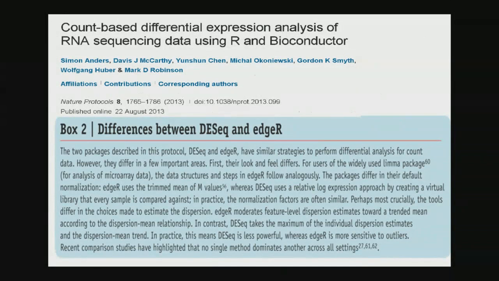For DESeq, it performs, let's see, what do we see? Oh, it's a relative log expression, relative log ratio expression. Yeah, you could go back to the slides to refresh. We talked about that. And for edgeR, they perform trimming of M values. Okay, so that's the difference in terms of normalization.